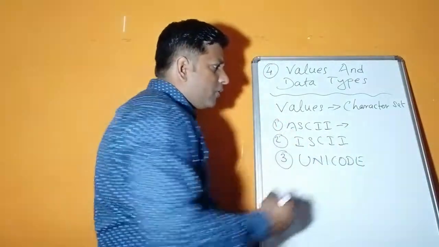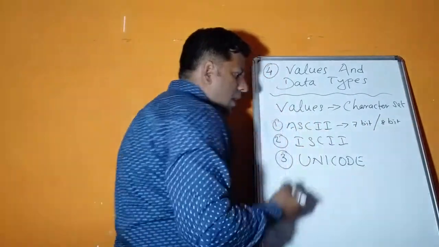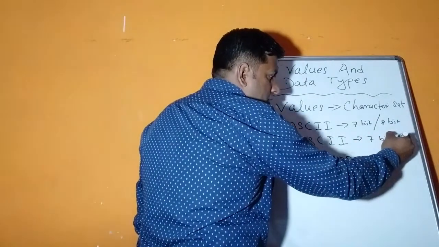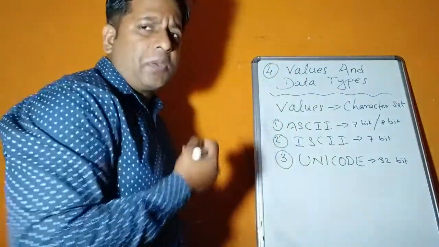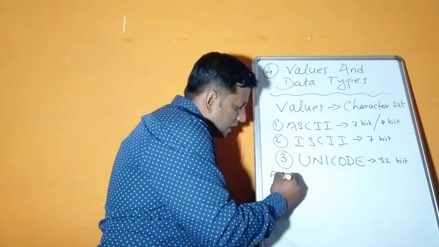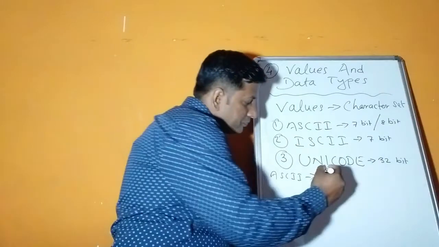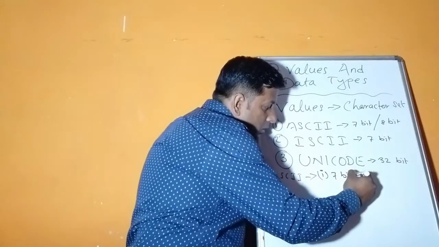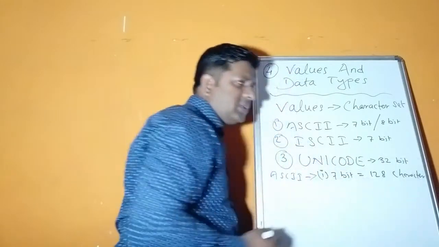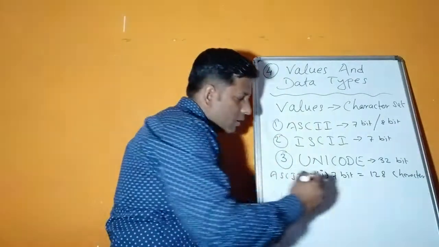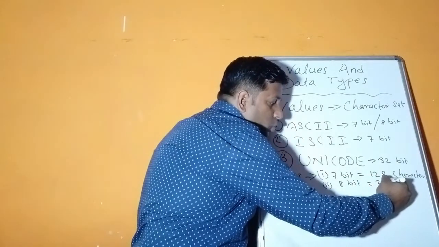ASCII can be of 7-bit or 8-bit. Our ISCII is only of 7-bit, whereas Unicode is of 32-bit. Now see the difference. What does this bit mean? So ASCII, if it is of 7-bit, it supports 128 characters. That means this many characters with their number values are stored. If ASCII is of 8-bit, it supports 256 characters.